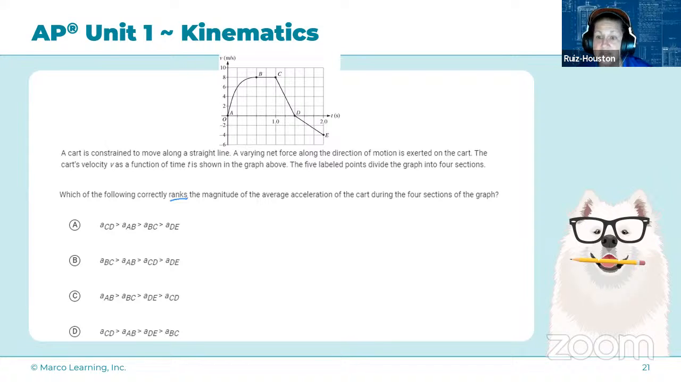So think about this relative to acceleration. Now, acceleration was the area under, or was it the slope? Think about it.